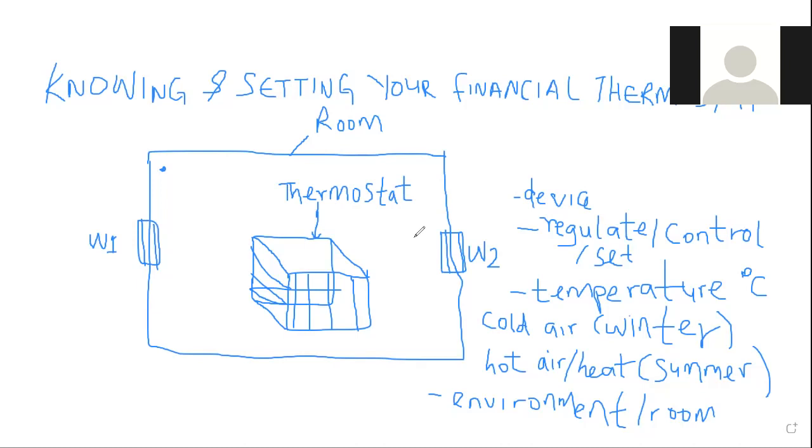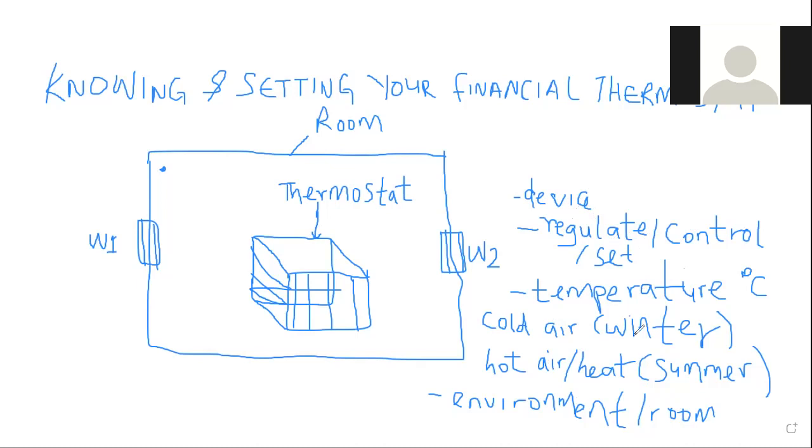First of all, I want to define what a thermostat is. A thermostat is simply a device that is used to regulate, control or set the temperature of a room or an environment. I repeat, a thermostat is a device or an instrument that is used to regulate or to control or to set the temperature of an environment or a room.